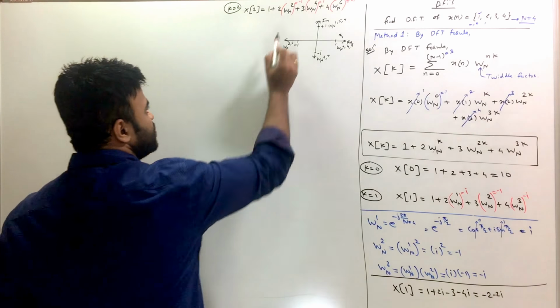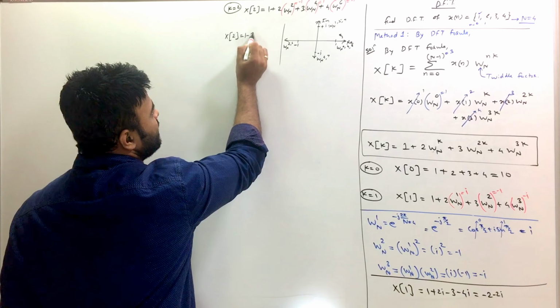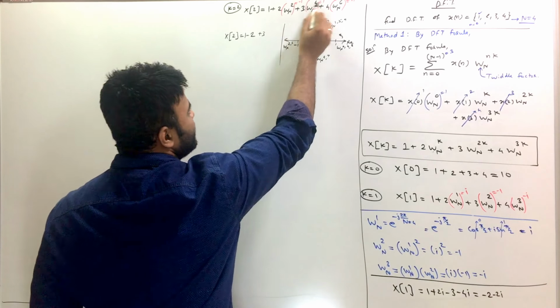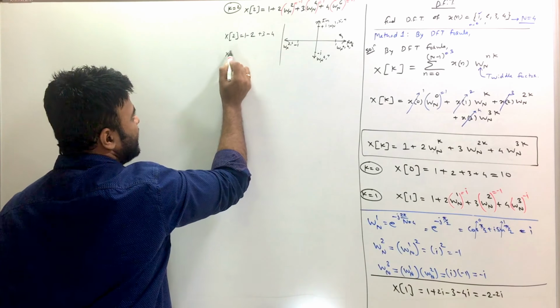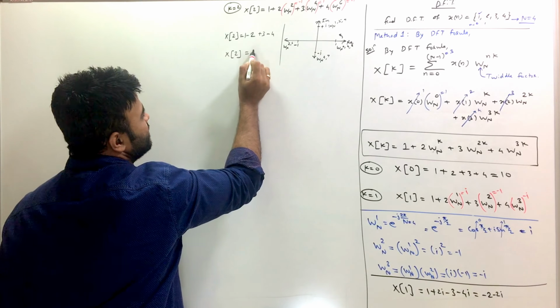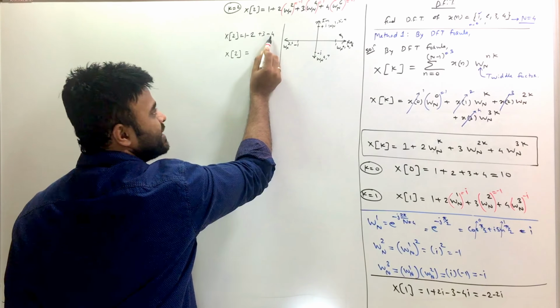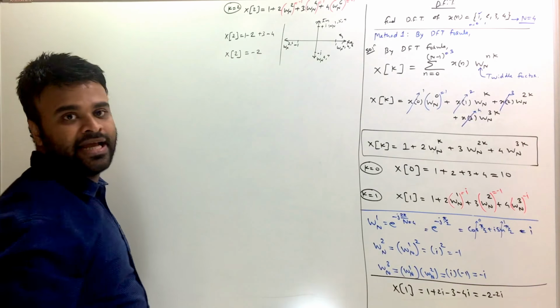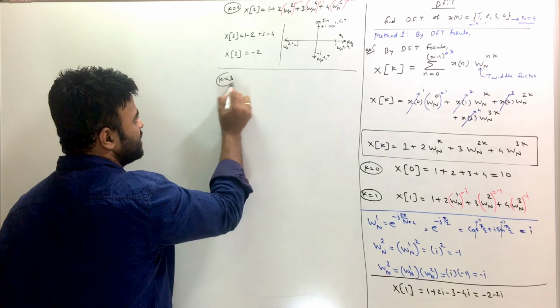So the value of x2 is 1 minus 2 plus 3 into 1, that's just 3, and w6 is minus 1, so minus 4. I get x2 is equal to minus 2 and minus 4 is minus 6, and plus 4. Is that minus 2? Yes, x2 is minus 2. Similarly, let me solve for k equal to 3.